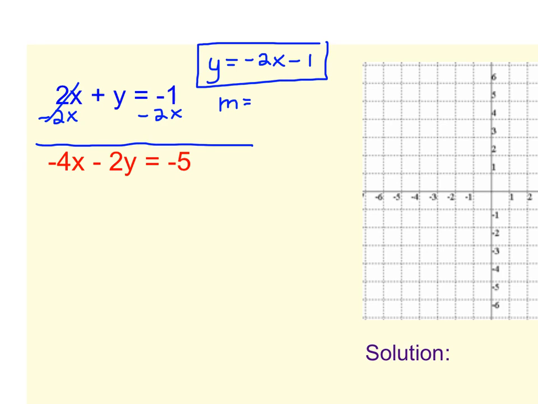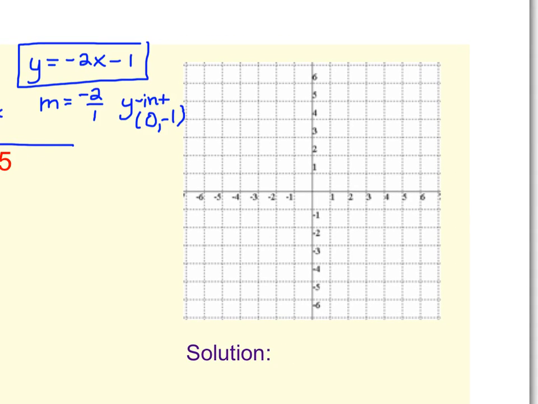Our slope is a negative 2 over 1. Y-intercept is 0, negative 1. So when we graph this, starting with 0, negative 1, and then slope of negative 2, so down 2 to the right 1, down 2 to the right 1, and then backtrack the other way. Draw in your line. Okay.